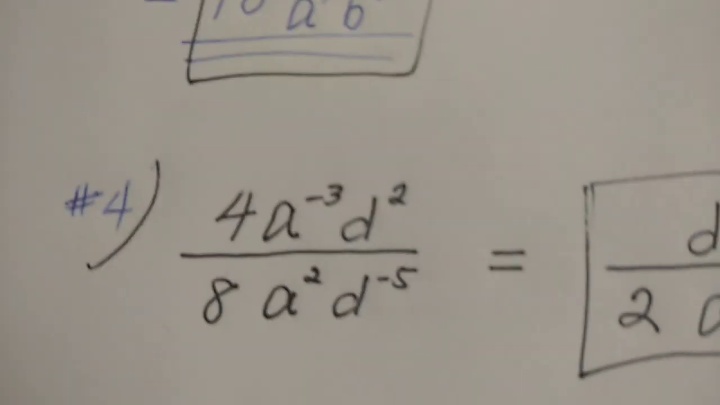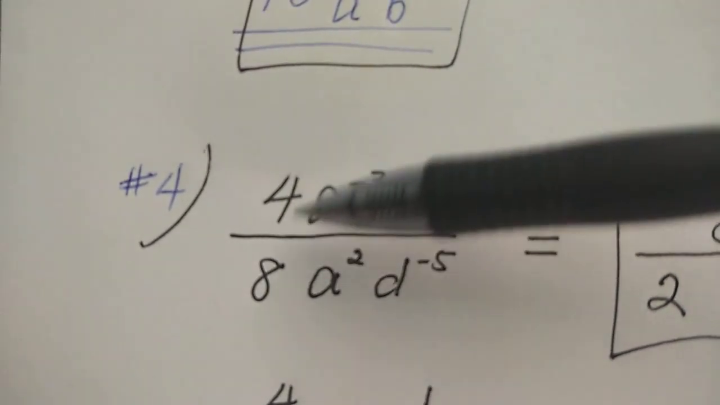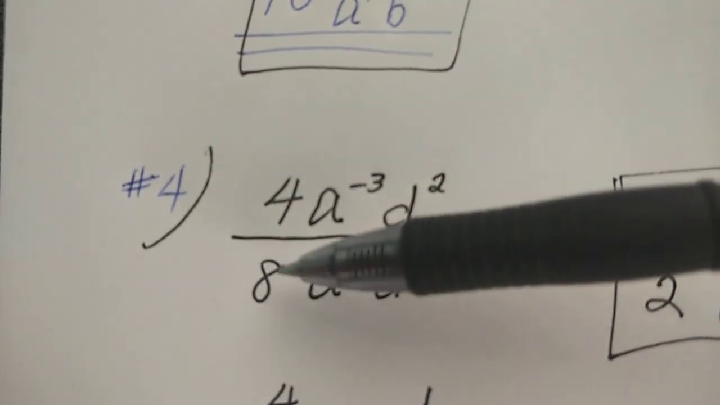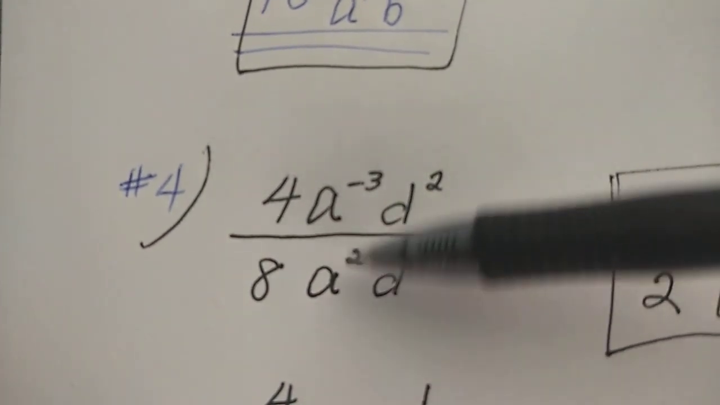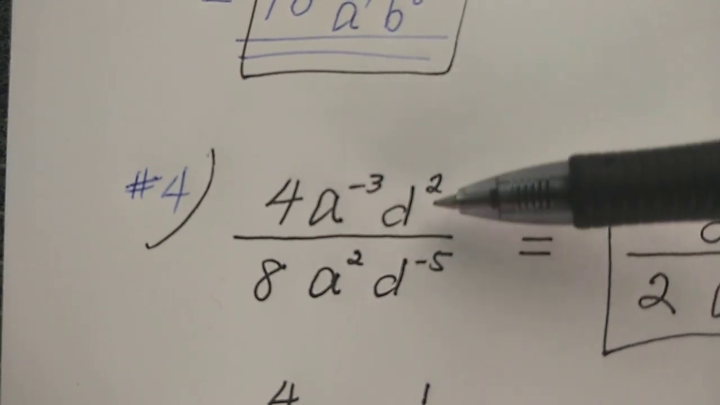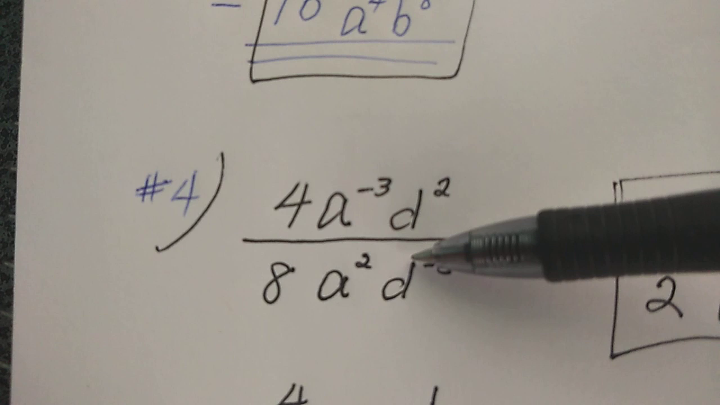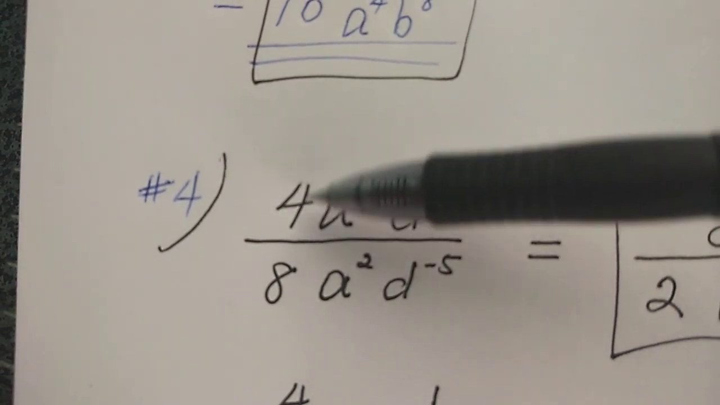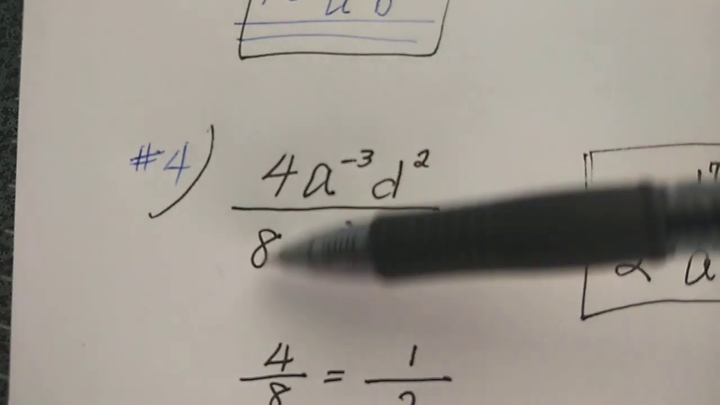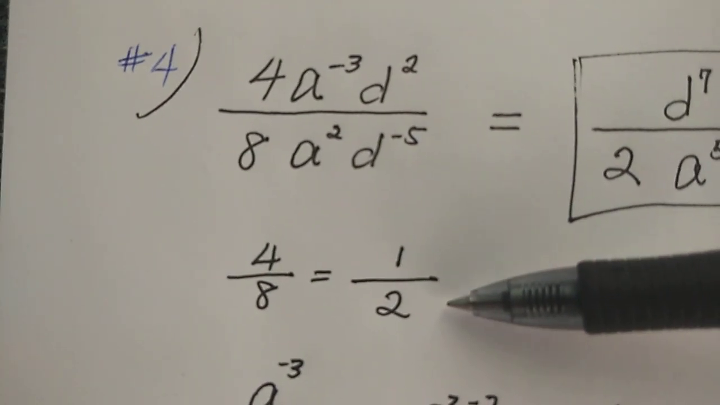The next one, number 4. In this question, you can see that there are numbers here that you can simplify, there are a terms that you can simplify, and then there are d terms. Or not terms, I'm sorry, these variables that you can simplify. So I'm going to do them separately in different parts. 4 over 8 is the same as 1 over 2. So that's how you simplify that part.